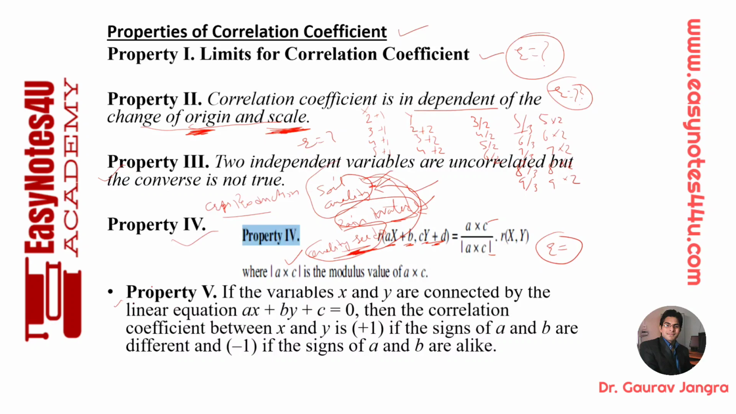Property 5th है, if the variables x and y are connected by the linear equation, then the correlation coefficient between x and y is +1. अगर लीनियर कोरिलेशन है तो उसके बीच में कोफिशिएंट +1 ही होगा, if the sign of a and b are different, and -1 if the signs of a and b are alike.